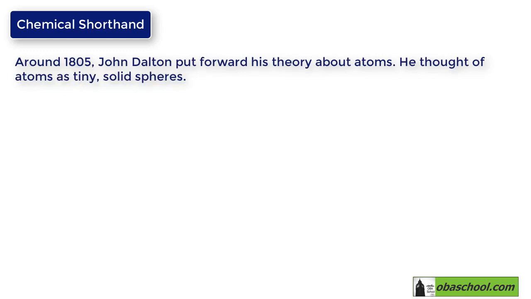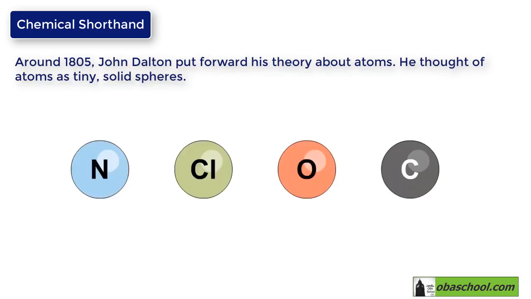Around 1805, John Dalton put forward his theory about atoms. He thought of atoms as tiny solid spheres. Although our ideas about atoms have developed a lot since then, Dalton's model is still a good way to think about atoms. In this diagram, you can see a simple way to represent atoms.